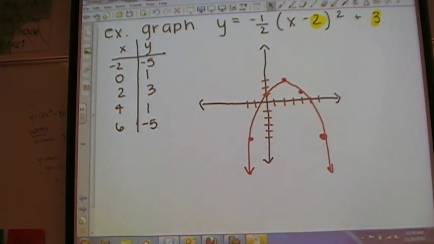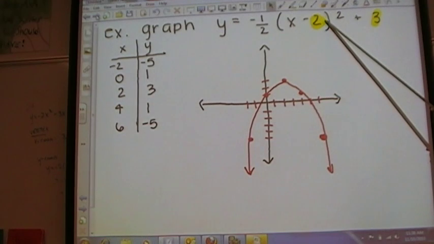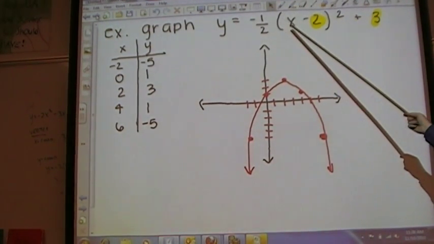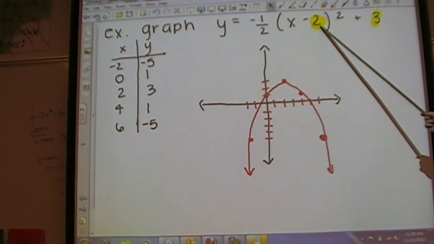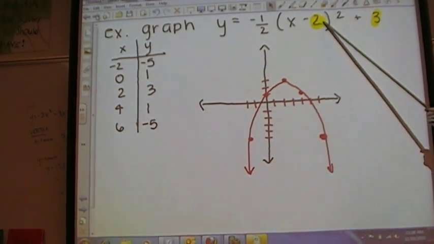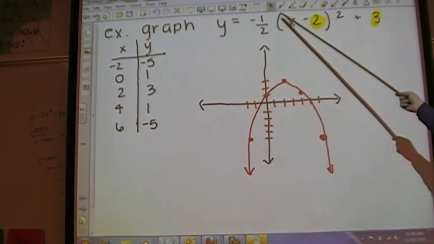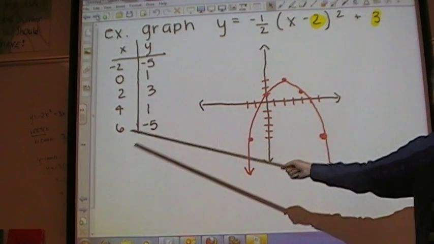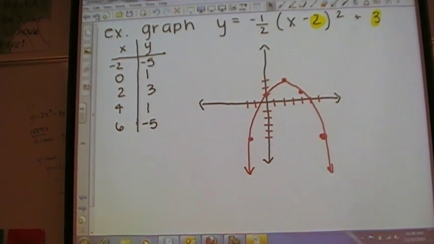Okay. 4 and 0 correspond with each other. When you plug 4 in, you get 4 minus 2, which is 2. 2 squared is 4. Negative half of 4 is negative 2, plus 3 is positive 1. Okay, and if you want to check 0, you'll get the same thing. At 6, you get negative 5.